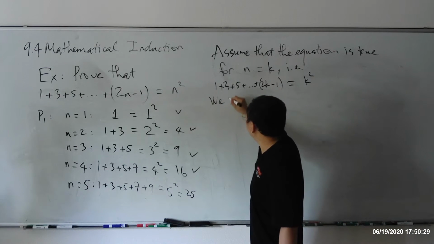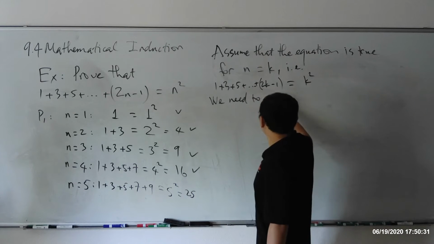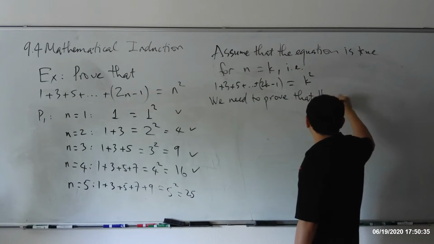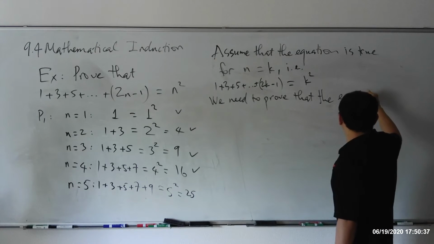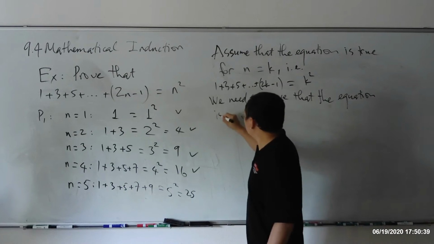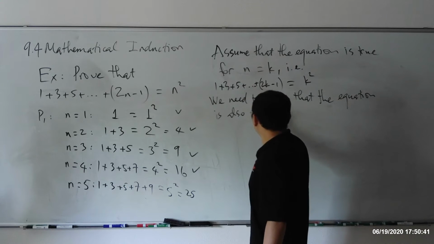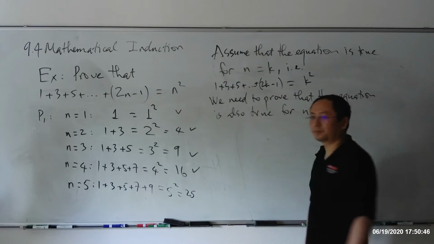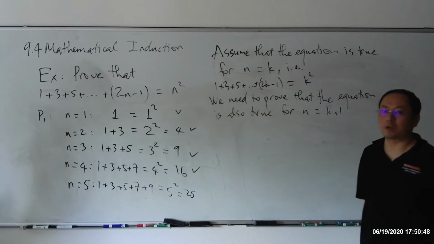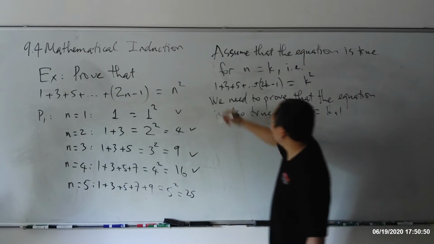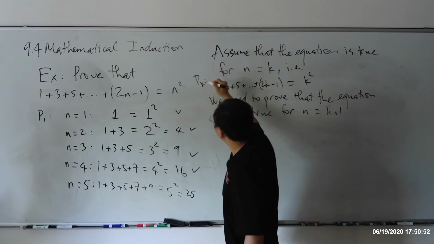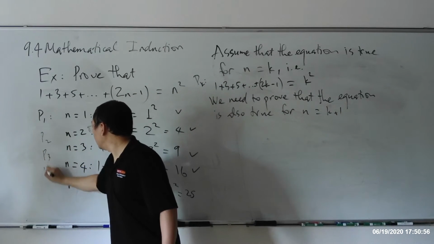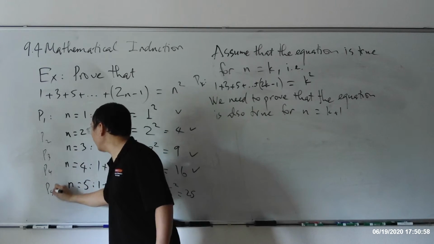So we need to prove that the equation is also true for n equal to k plus 1. So if it's true for k, it will be true for k plus 1. Alright? And by the way, this is the step Pn right here. P1, P2, this is really P2, P3, P4, P5, the statement.